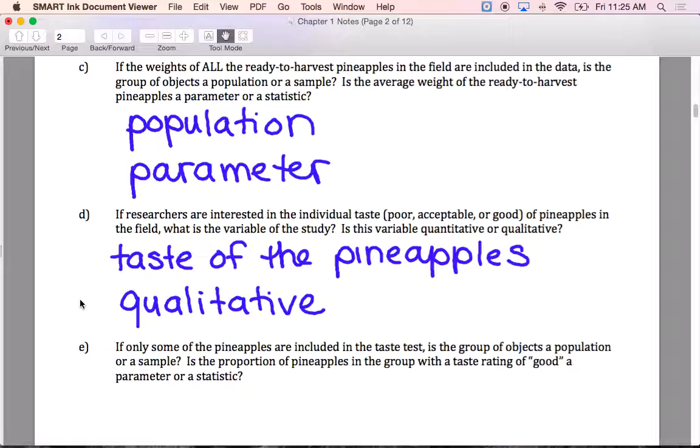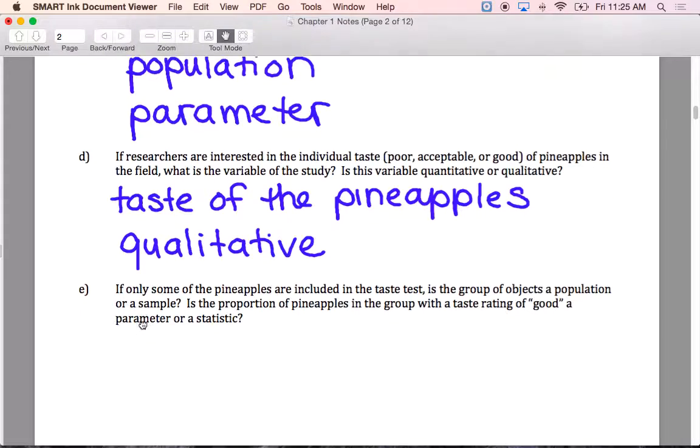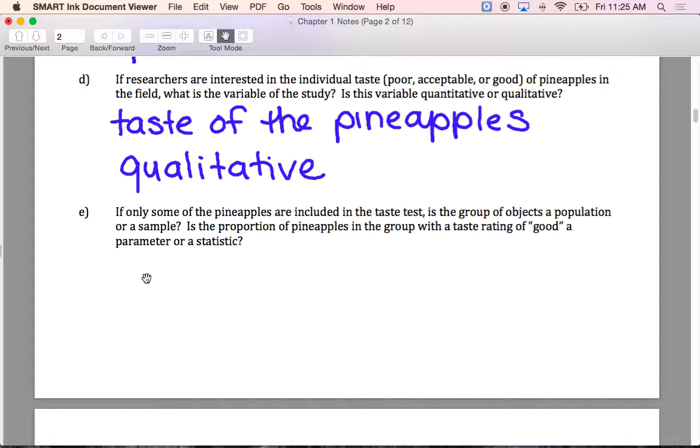So then for E, if only some of the pineapples are included in the taste test, is the group of objects a population or a sample? Is the proportion of pineapples in the group with a taste rating of good a parameter or statistic? Now again, we're looking at some of the pineapples. Some is going to tell you that's a sample. You're not looking at everything, you're looking at just the sample. Since it's a sample, that means we are going to have then statistic.